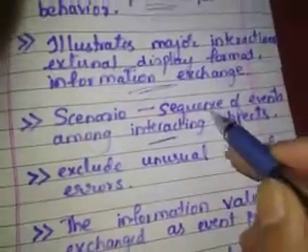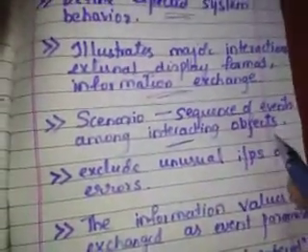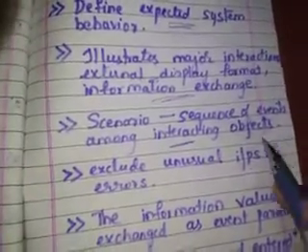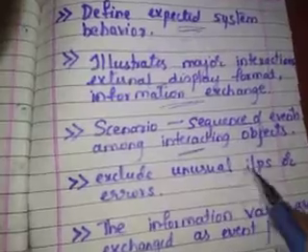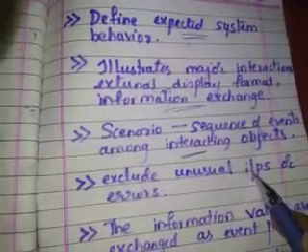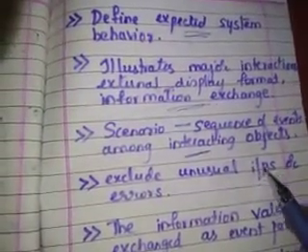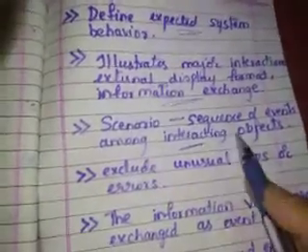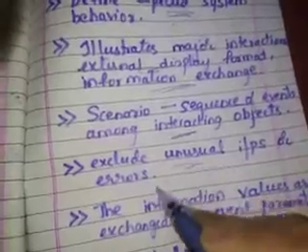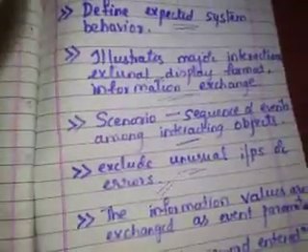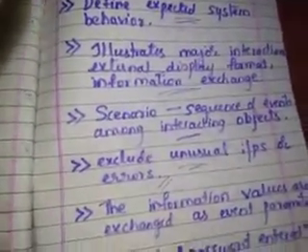So you should create a sequence of events among the interacting objects. The interacting objects were customer and the ATM machine. The ATM machine in turn will check with the consortium and the bank for the authentication. So we should explain the scenarios. Next, we should not include the unusual inputs or the errors. As I explained, we are excluding the unexpected behavior here.